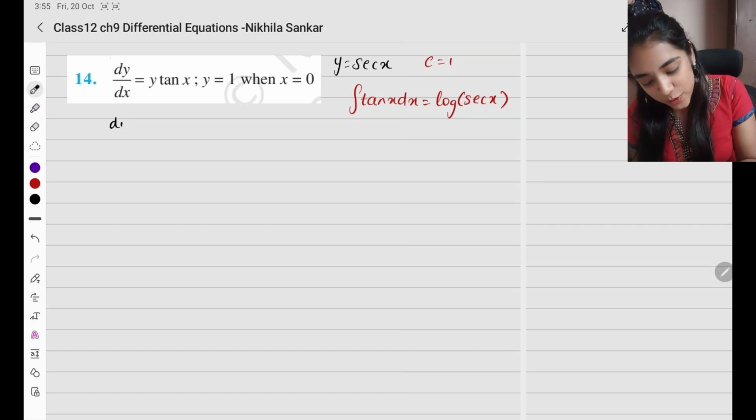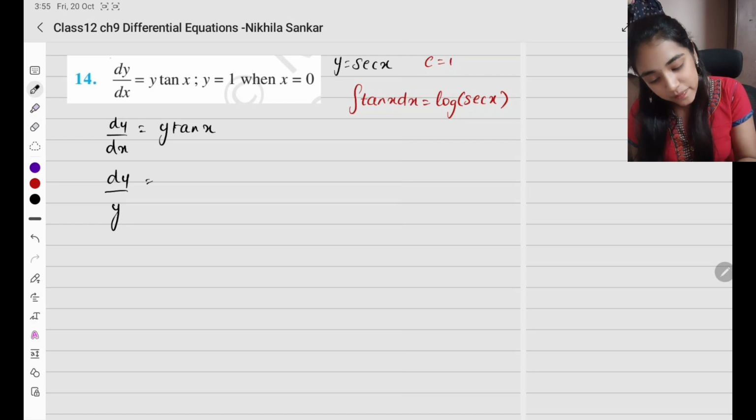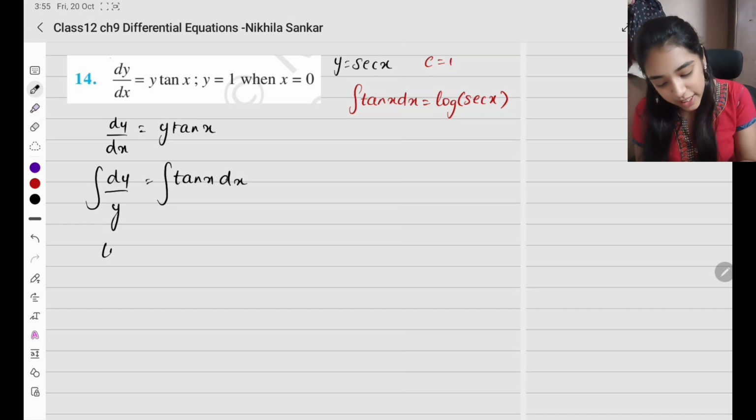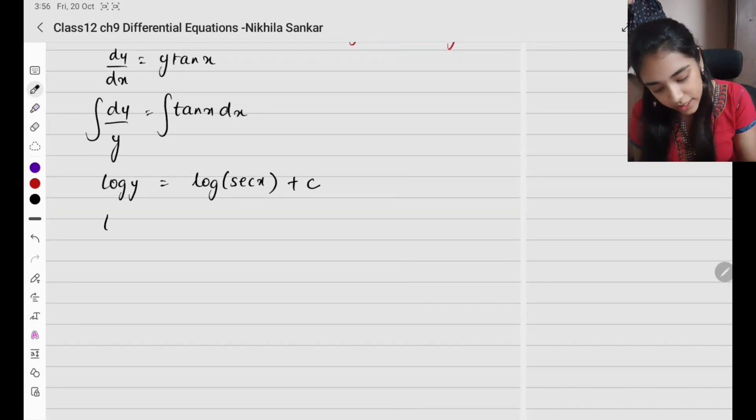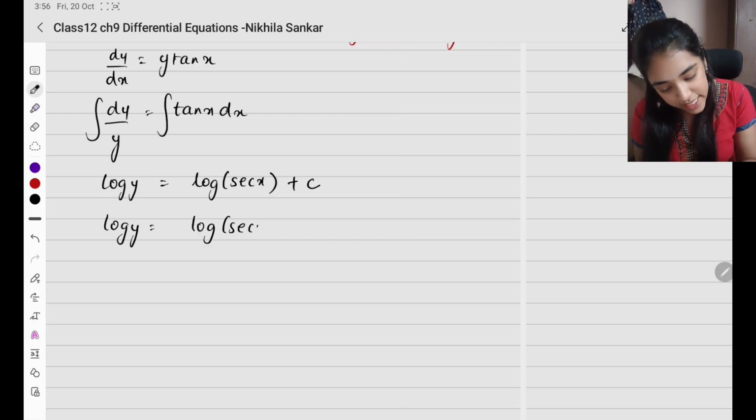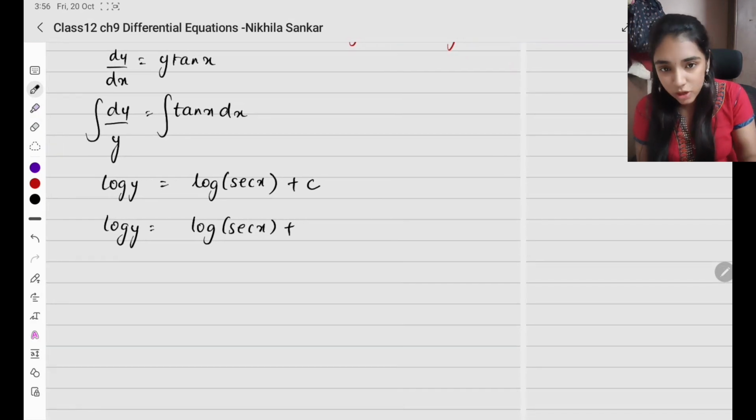Okay? So you have dy by dx equals y tan x. dy by y equals tan x times dx. Taking integration on both sides, what is the integration of 1 by y? It is going to be log y equals tan x, whose integral is going to be log of secant x plus c. So I can write log y equals log of secant x plus c. How can I write c? I can write it as log c. log c is also going to be a constant.